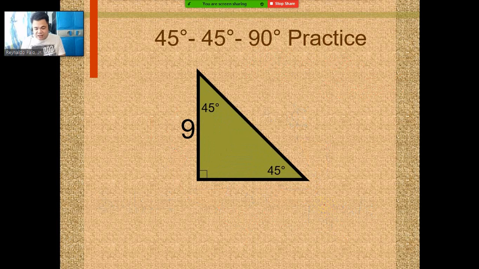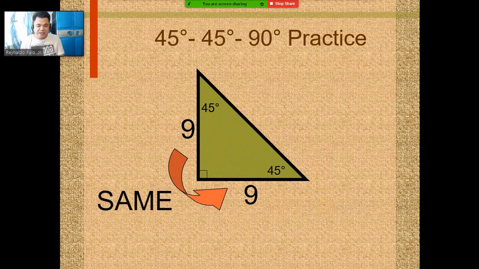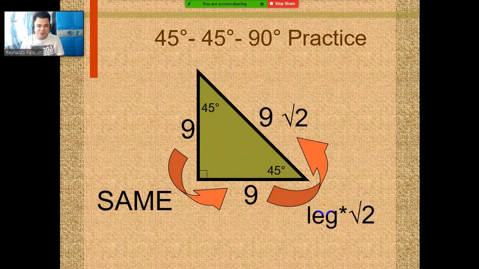So if that leg is 9, the other leg is also 9. It's the same. Then to get the hypotenuse, okay, multiply 9 to square root of 2. The answer is 9 square root of 2 as well.